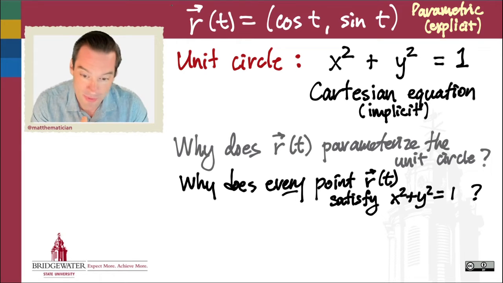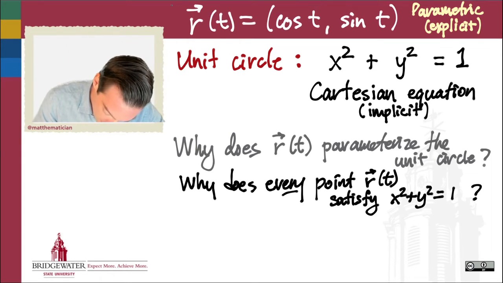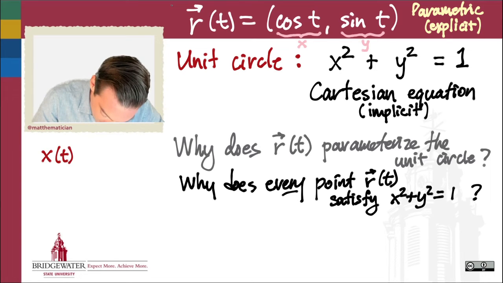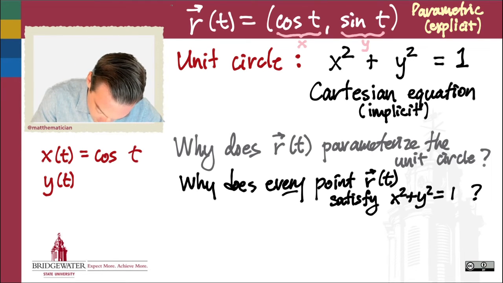If I'm unsure about this, what could I do? Well, what's playing the role of x in my parametrized curve? Cosine t. And the role of y is being played by sine t. Sometimes instead of using a vector-valued function for a parameterization, if you meet parametric equations in a single variable calculus class, they're written out as something like x of t, y of t. X of t is cosine t, and y of t is sine t.